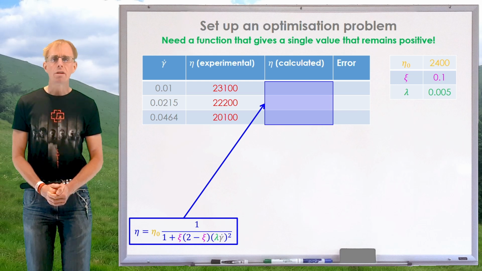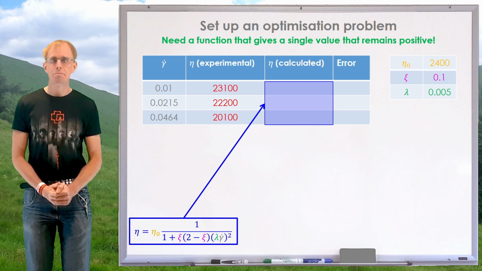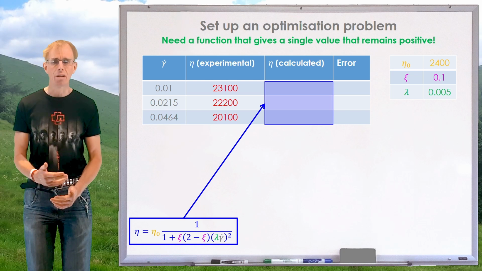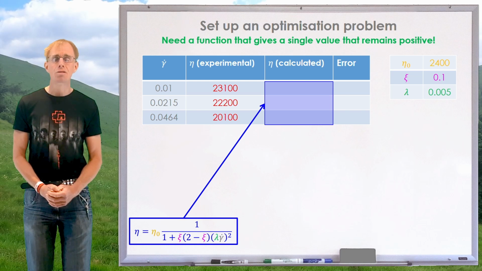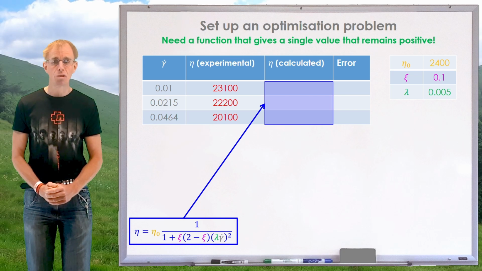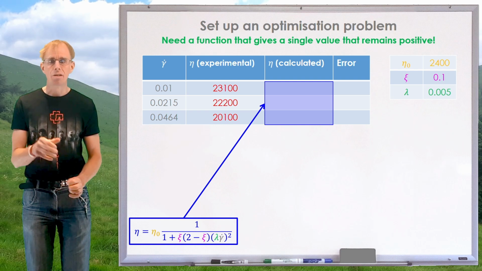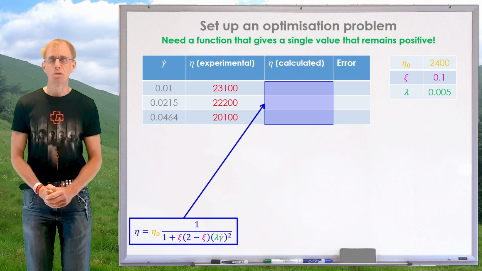Now, what I'm going to do is set cells with each of those 3 parameters in. So I've got eta 0, I've got C, I've got lambda. And I'm going to put as formulae in my column for apparent viscosity the formula that contains those parameters that gives me the apparent viscosity.